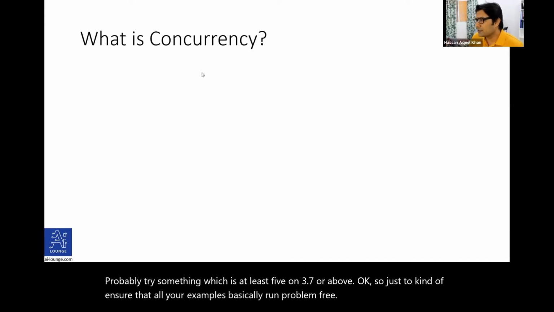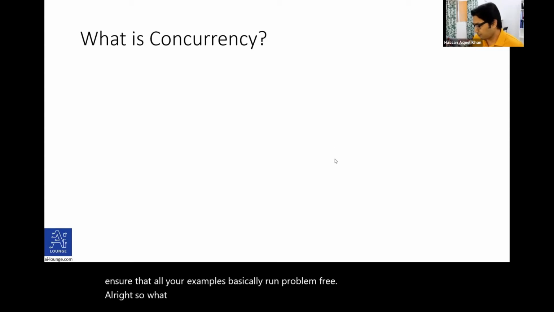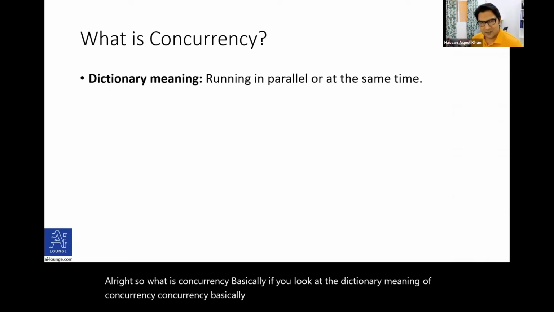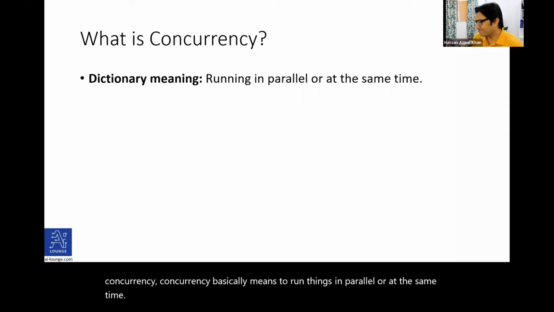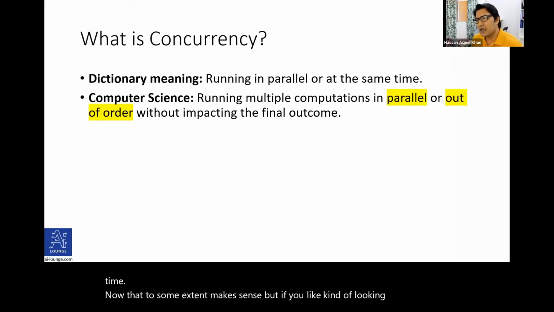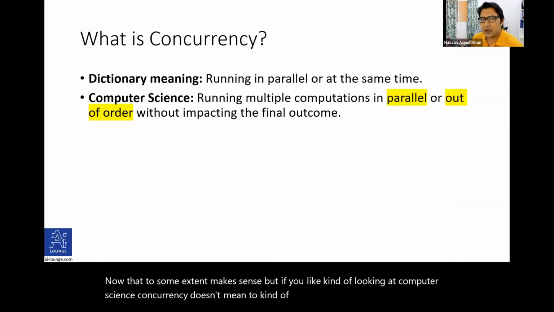All right, so what is concurrency basically? If you look at the dictionary meaning of concurrency, it means to run things in parallel or at the same time. That to some extent makes sense, but in computer science, concurrency doesn't mean to run things in parallel.